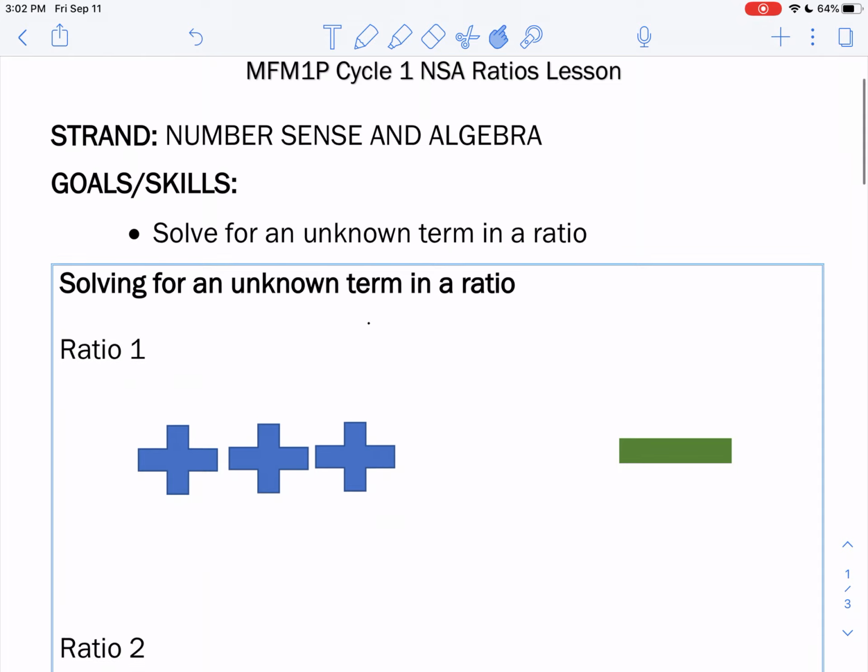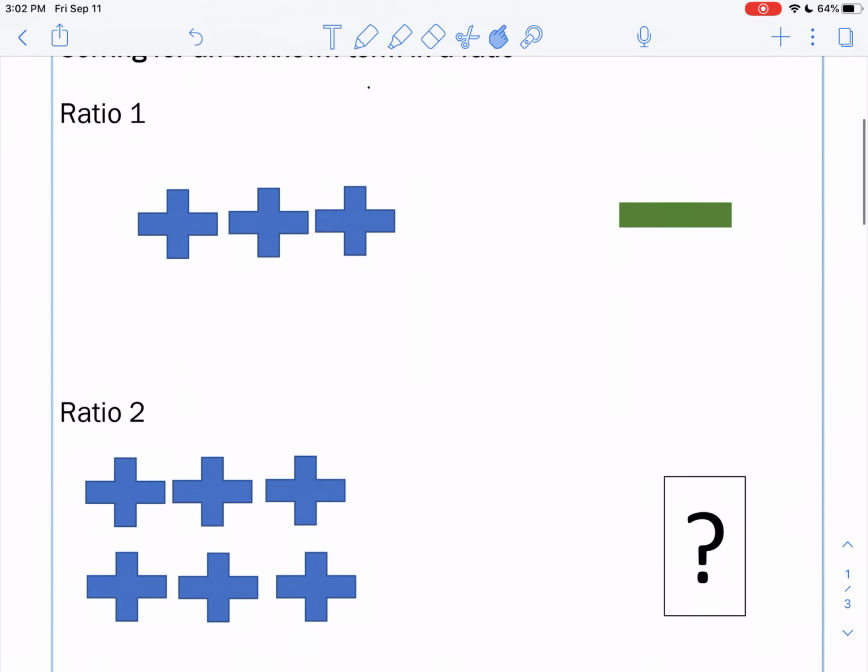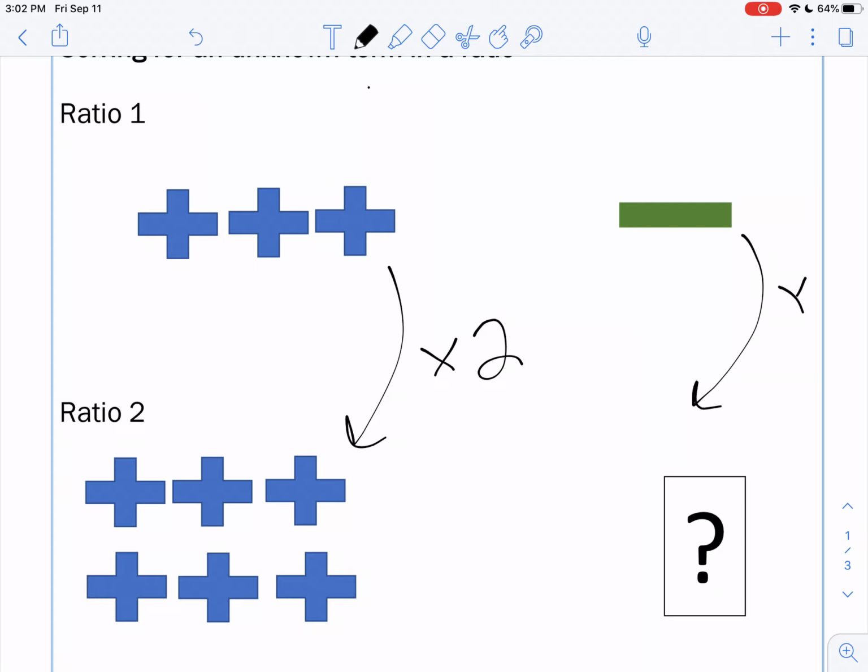So if we look at the picture, in ratio 1, we have 3 pluses. In ratio 2, we have 6 pluses. Clearly, this is doubled. It's been multiplied by 2. So if I know that ratio 1 and ratio 2 are equivalent, that means that the one negative sign in ratio 1 must also be multiplied by 2, and we would end up with 2 minus signs in ratio 2.